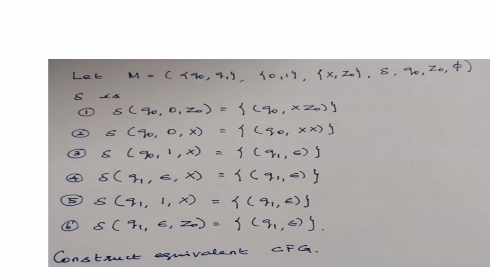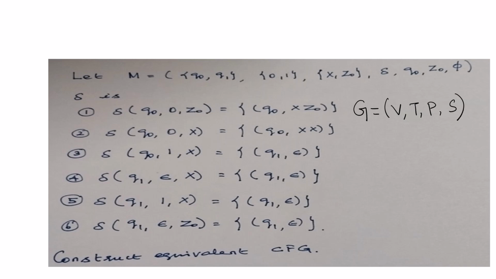So here we are going to convert the PDA to CFG. Given a pushdown automata, we want to convert that into a CFG. So this is the example of a given PDA. We want to convert this into a context-free grammar. A context-free grammar consists of four tuples. We represent it as G, and we have variables, terminals, productions, and the start symbol.